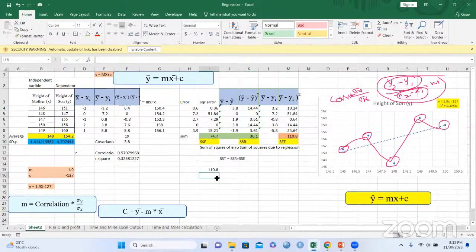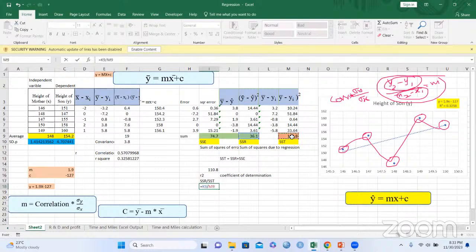Okay, now here for R square, the coefficient of determination, there is a formula. R square is equal to SSR divided by SST. Sum of squares due to regression divided by sum of squares due to total. So sum of squares due to regression is 36.1 divided by sum of squares due to total, 110.8. So that is 0.325812.